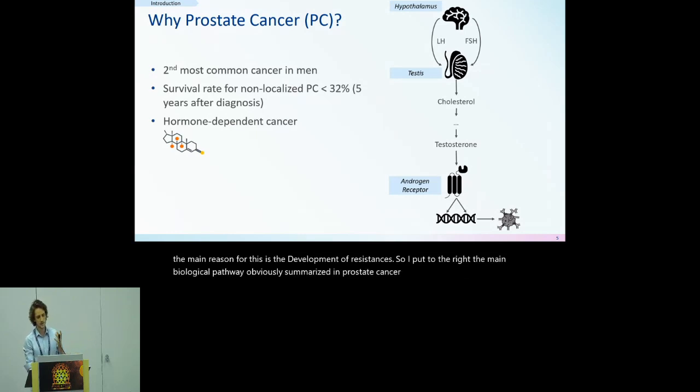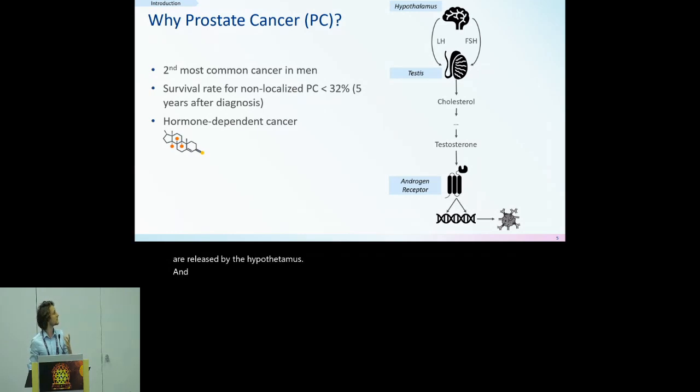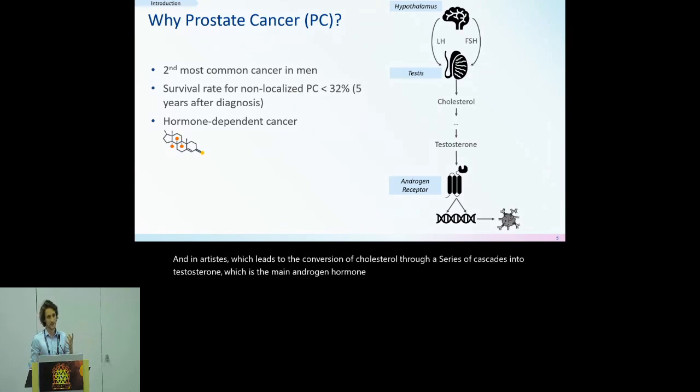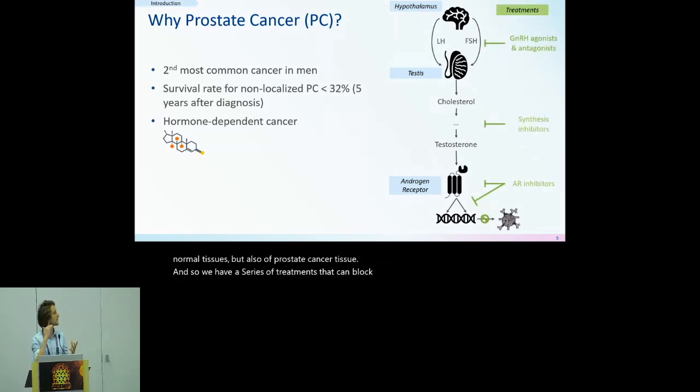So the LH and FSH hormones are released by the hypothalamus and in the testis, which leads to the conversion of cholesterol through a series of cascades into testosterone, which is the main androgen hormone, which activates the androgen receptor, which leads to the stimulation of a series of genes that are important for progression of normal tissues, but also of prostate cancer tissue. And so we have a series of treatments that can block this pathway at several points.